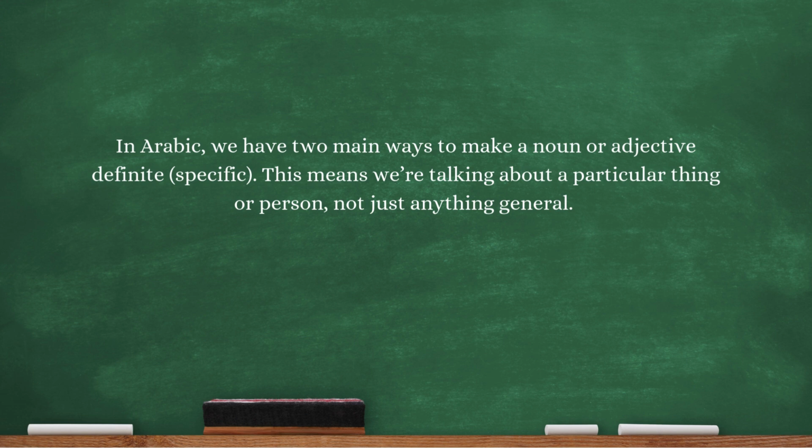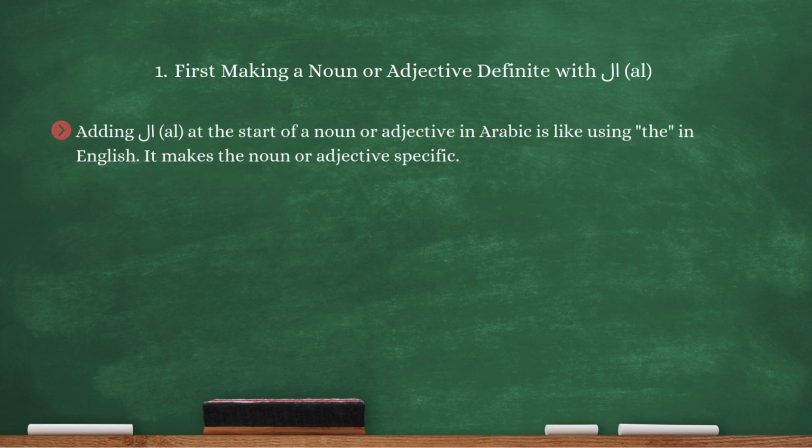In Arabic, we have two main ways to make a noun or adjective definite. Specific. This means we are talking about a particular thing or person, not just anything general. Here's how. First, making a noun or adjective definite with al. Adding al at the start of a noun or adjective in Arabic is like using the in English. It makes the noun or adjective specific.